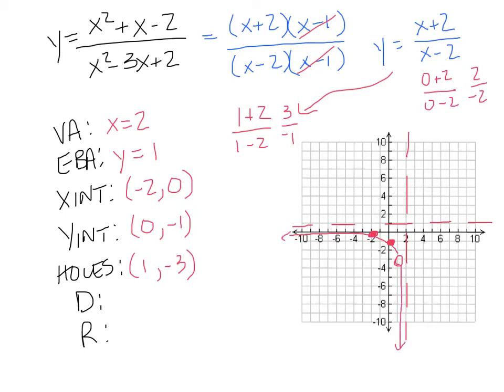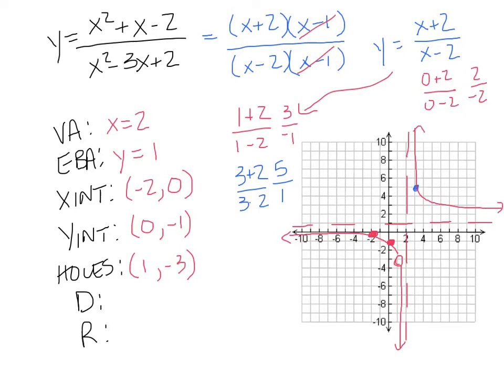I need to find the second branch though. So to find the next branch, I'm going to plug in a test point. I'm going to choose 3. So 3 plus 2 over 3 minus 2 is 5 over 1. So I know that the point 3, 5 is on my graph, and that helps me see where my second branch is. Again, it doesn't have to be perfect. We're looking for the general shape.